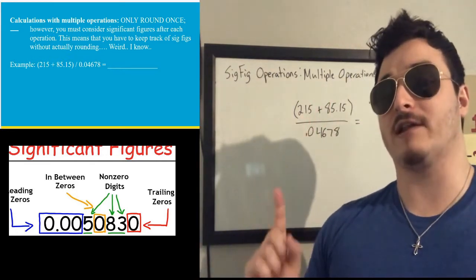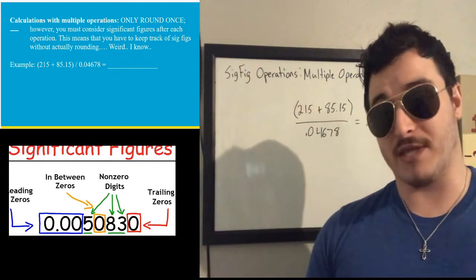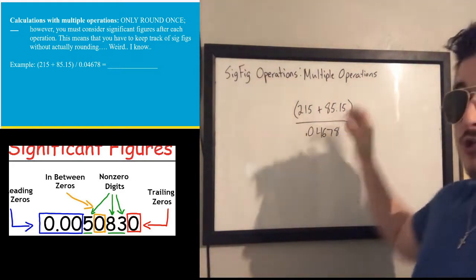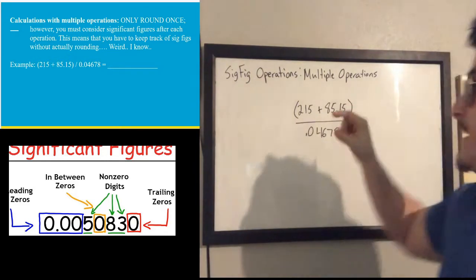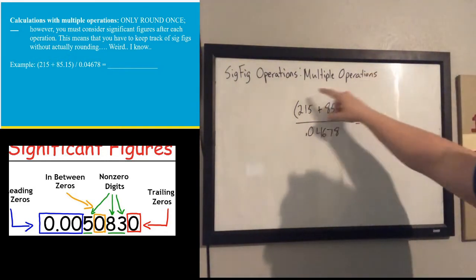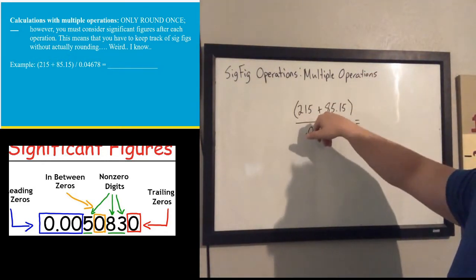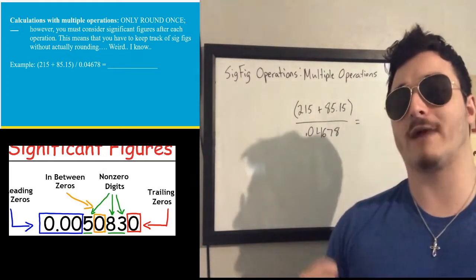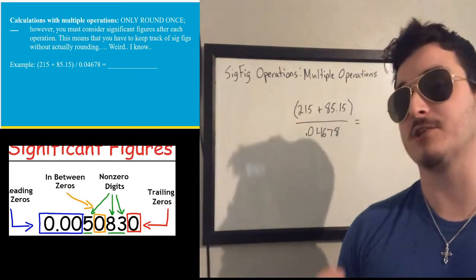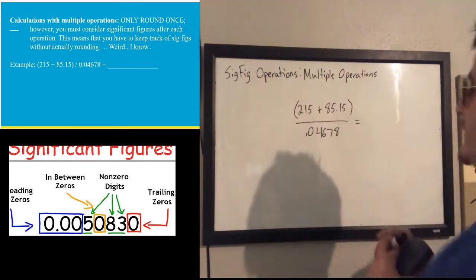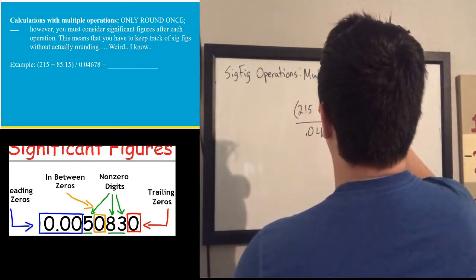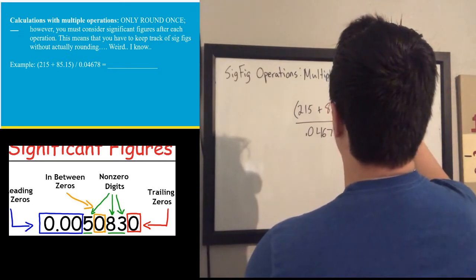Round when you're getting your final answer. Now, the stipulation with that, though, is that we are going to mentally act like we are rounding after this first step. Looking at the first step, of course, whatever's in parentheses is an addition problem. And the rule with addition in sig figs is to round to the least number of decimal places used to get there. So 215 plus 85.15, yes, this is going to equal 300.15 in my calculator.